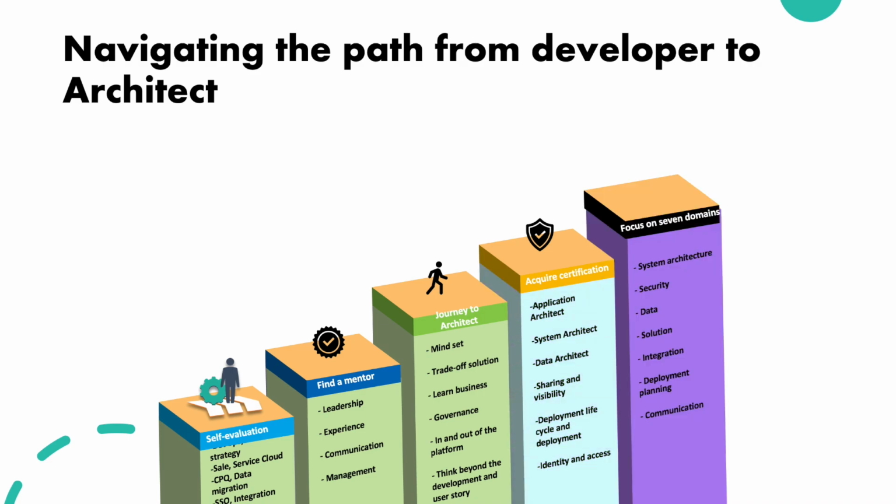Once you are done with all the certifications, focus on the 7 domains. First is system architecture, then security, data, solution, integration, deployment, and communication. These are the 7 common domains which every architect should focus on to become a successful architect in their career.